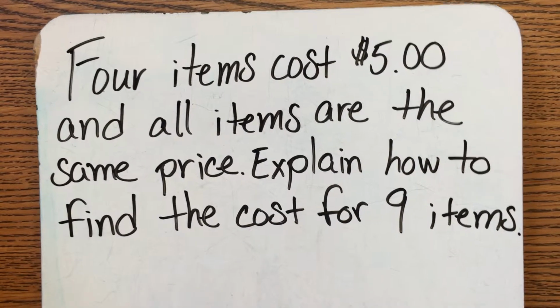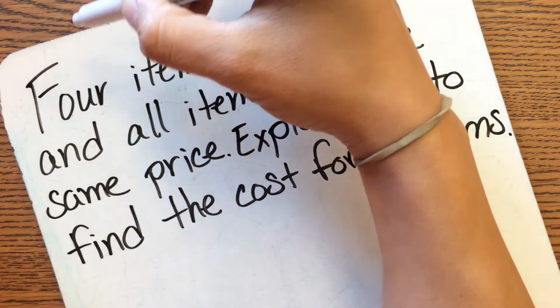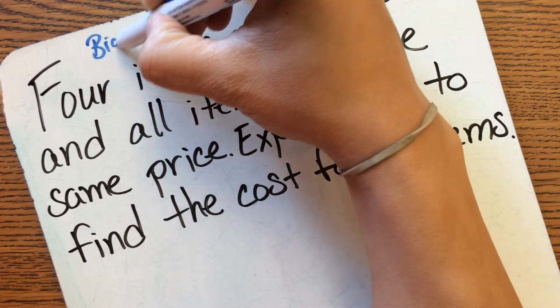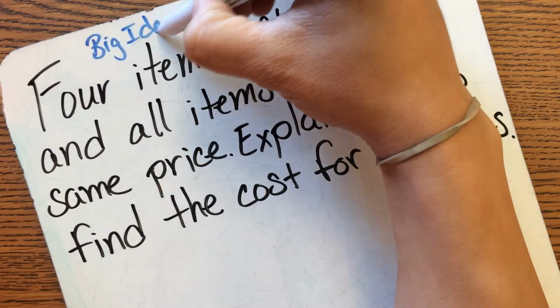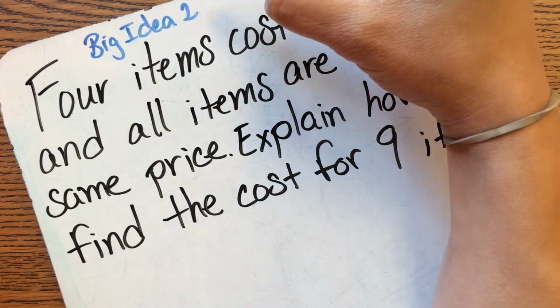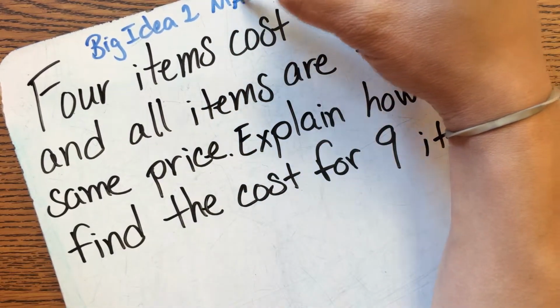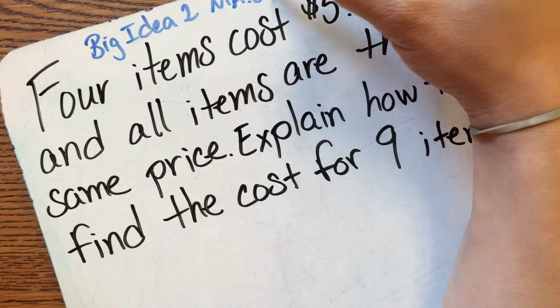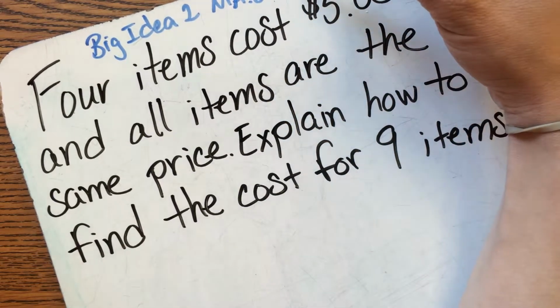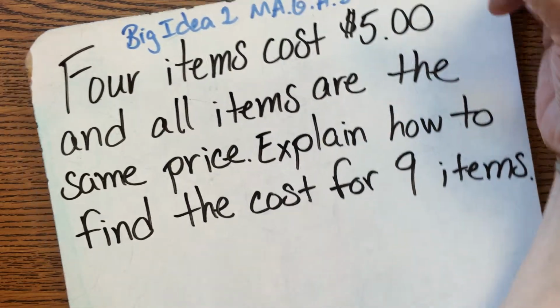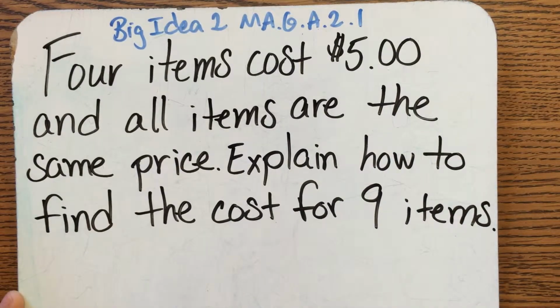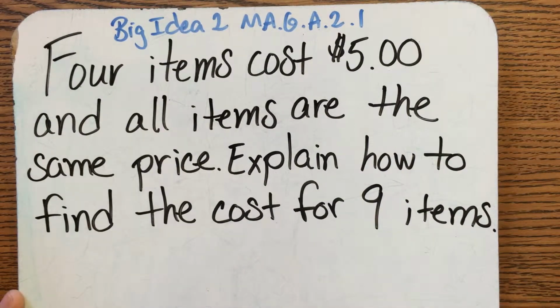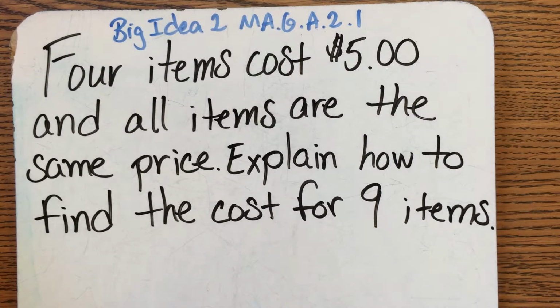This is an example word problem to help you with big idea number 2, and the benchmark is Math 6, Algebra 2-1. 4 items cost $5 and all items are the same price. Explain how to find the cost for 9 items. We're going to solve this problem using the information you learned today about ratios.